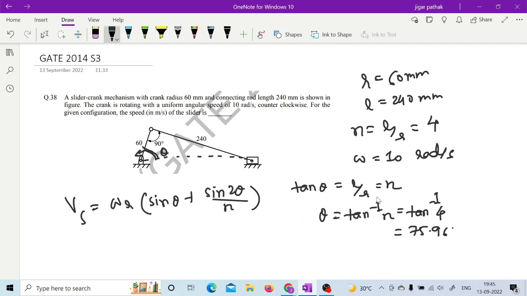So now when you have all the data for calculating this speed, theta, omega, r, and n defined as 4, if you put all the data in the above equation, you will come up with the value around 0.617 meter per second. So now is it okay? Yes, sir. So let us go ahead.